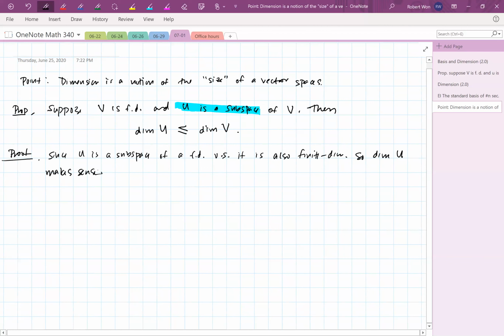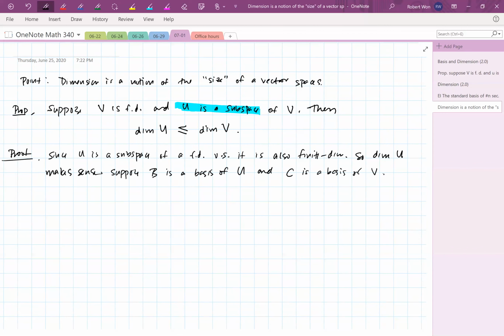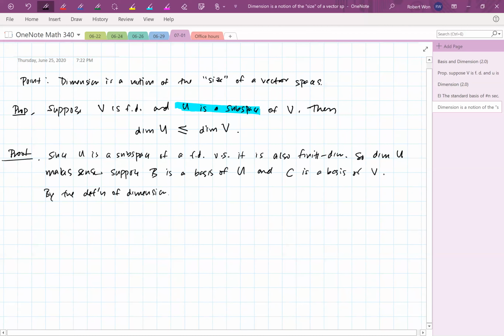Okay. So now, how do I prove that the dimension of U is less than or equal to the dimension of V? I need to know the definition. The definition is the number of vectors in a basis. Well, let's suppose that B is a basis of U and C is a basis of V. In order to prove this result, it's enough to show that B has fewer vectors in it than C does. And so by the definition of dimension, it is enough to show that the size of B is less than or equal to the size of C.